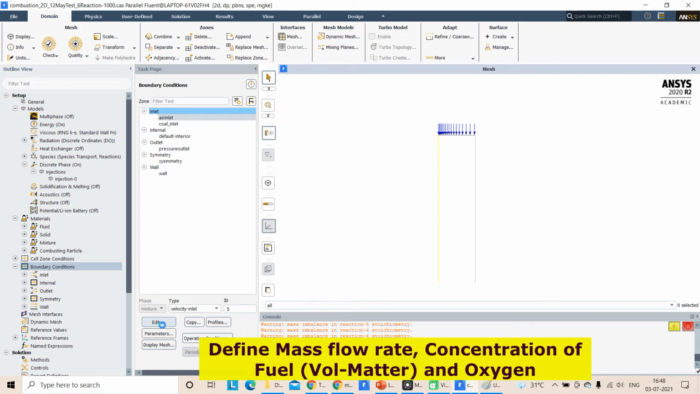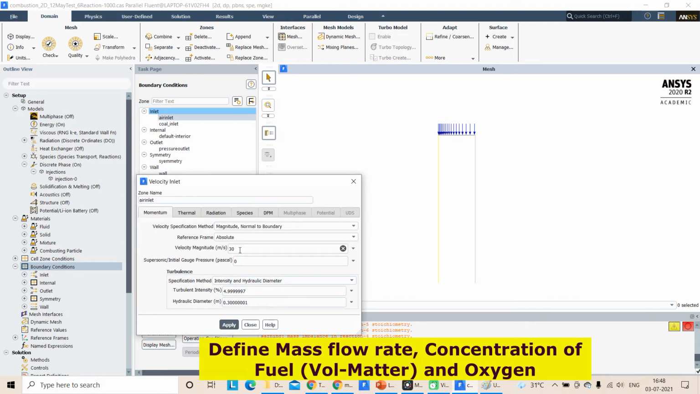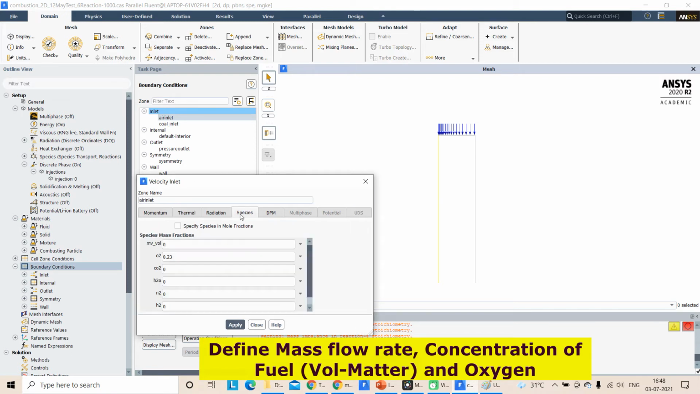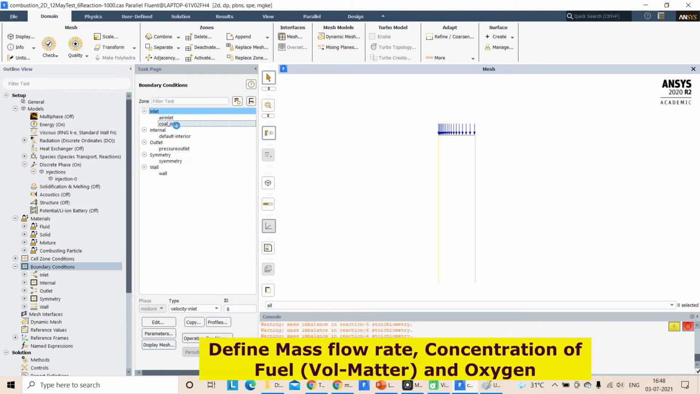Here at the inlet we can define some velocity, like 30 meter per second. You can go with turbulent intensity or hydraulic diameter. For thermal, you can give temperature 650 Kelvin because I'm considering preheated air. Radiation we can give 1. Species you have to give, because air contains 23% of oxygen based on the mass fraction. Apply. Then there is also coal.